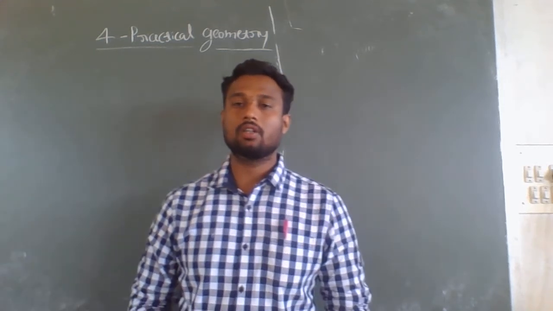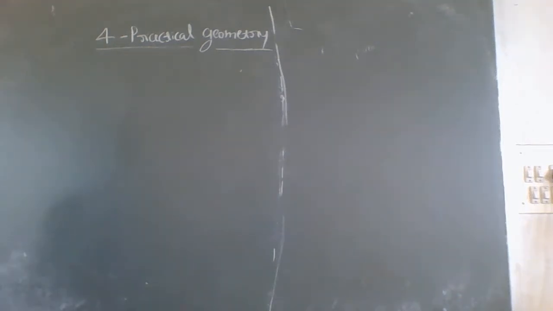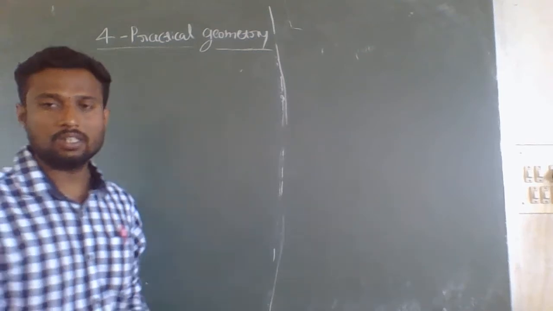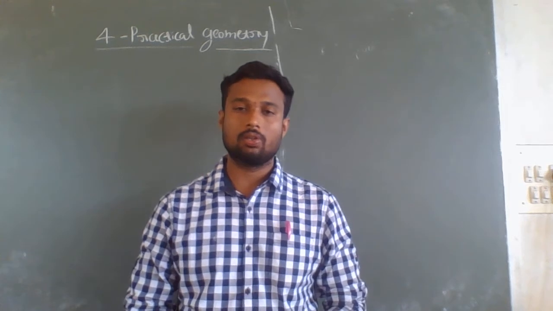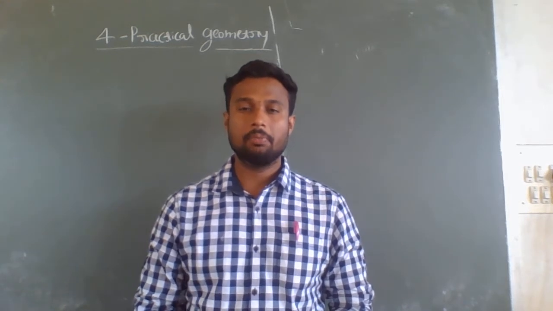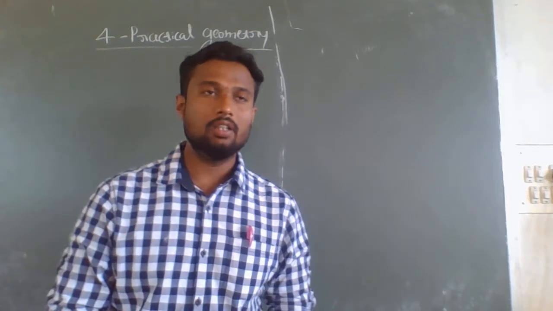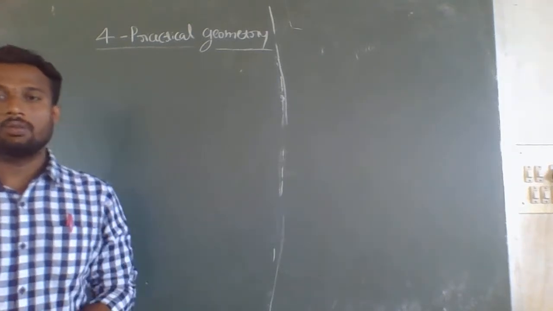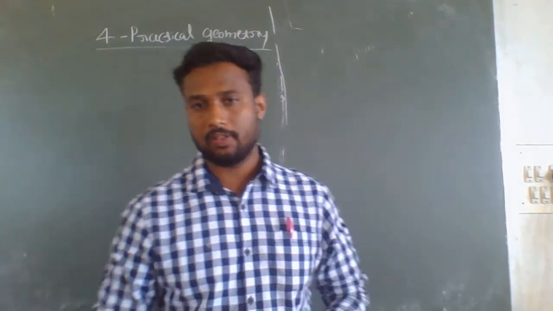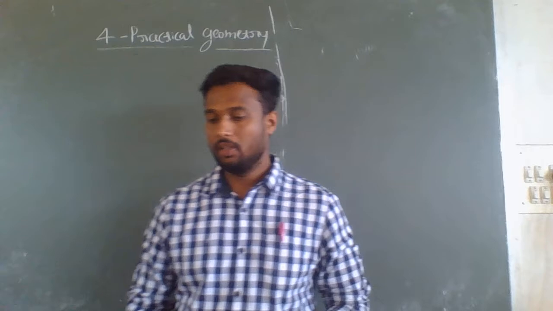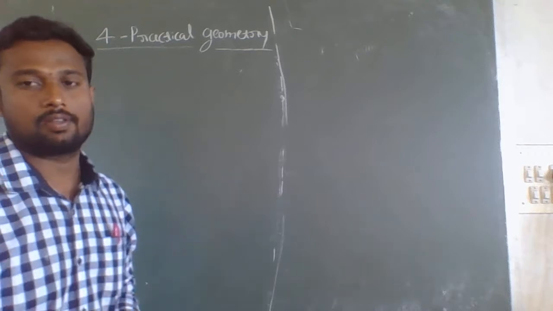From today I will start with your fourth chapter, Practical Geometry. Practical geometry means construction of different polygons. Polygons may be a triangle, quadrilateral, pentagon or anything. Here we will construct different polygons. Before starting with examples of constructing polygons, I will first discuss construction of angles using a compass.